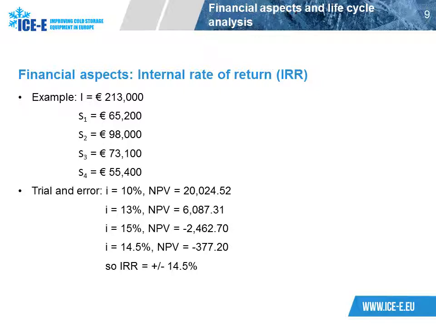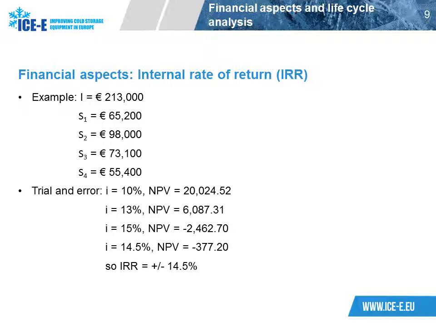For example, I have an investment in which I have to put €230,000. The savings in my first year are €65,200. The savings in my second year are €98,000. The savings in the third year are €73,100. The savings in the fourth year are €55,400.